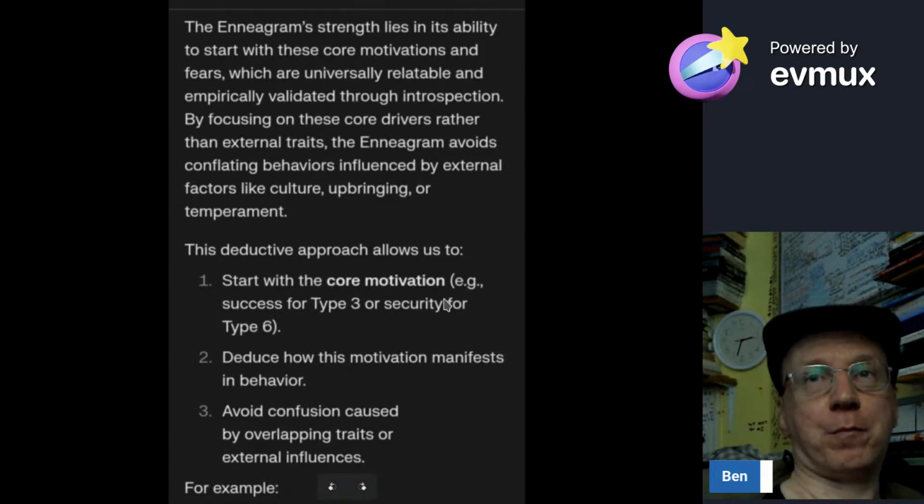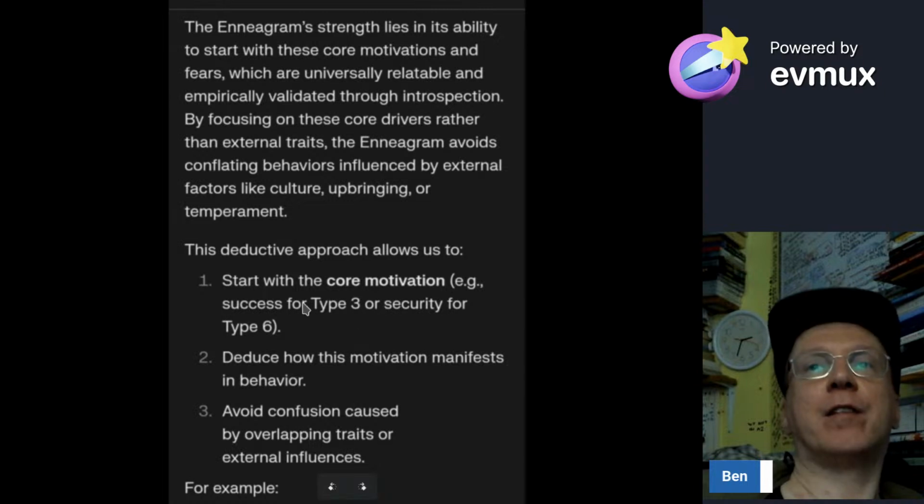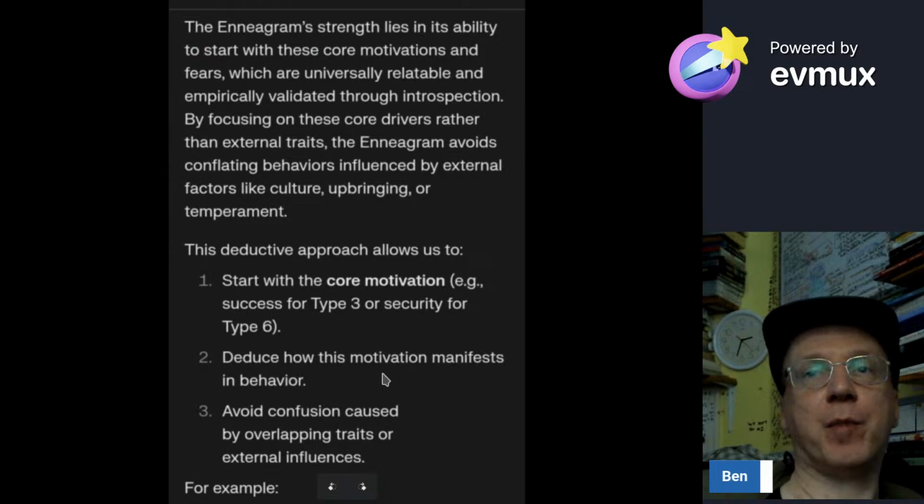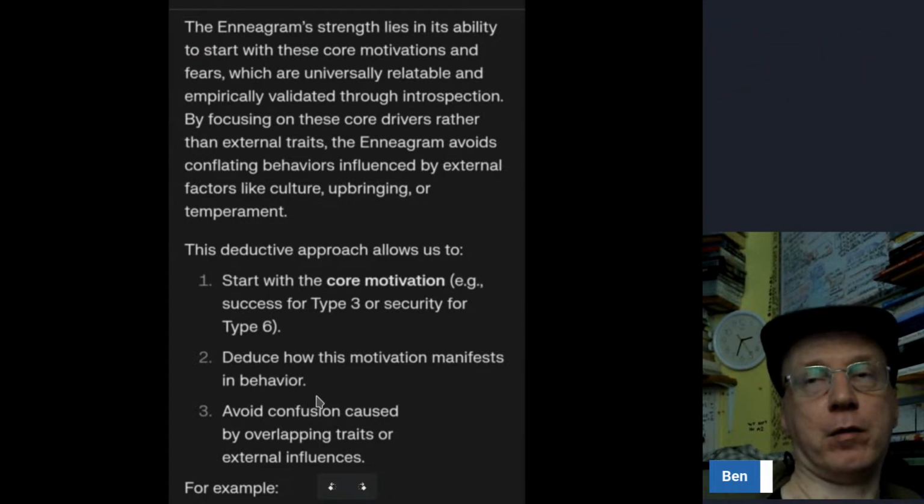Right, start with the core motivation. Type V, for example, success or security. Right. Deduce how this motivation manifests in behavior.